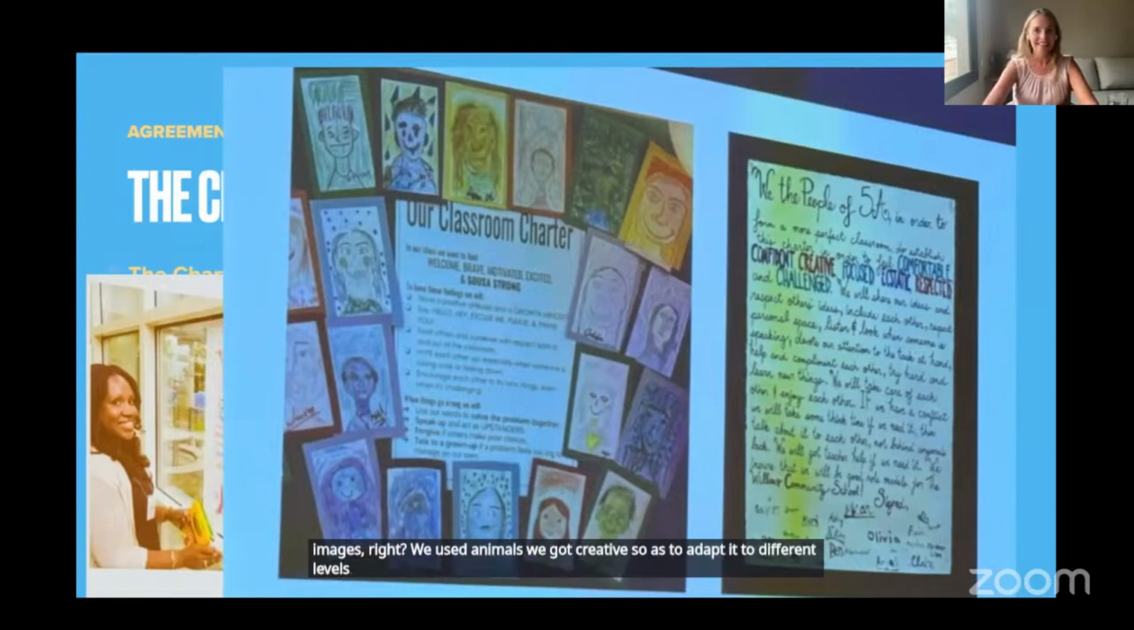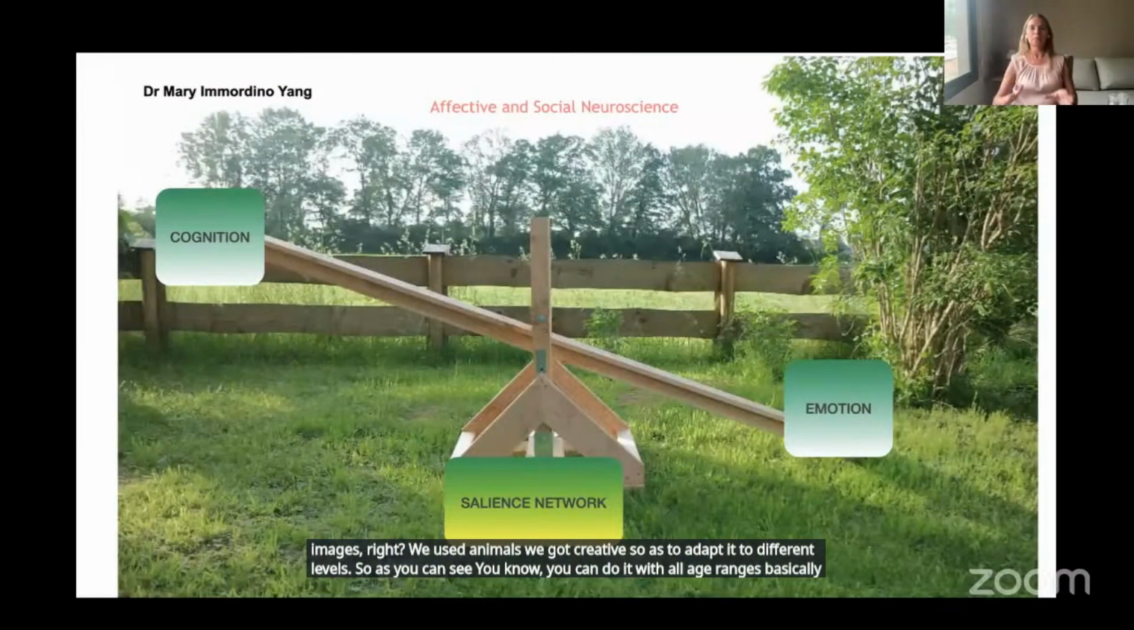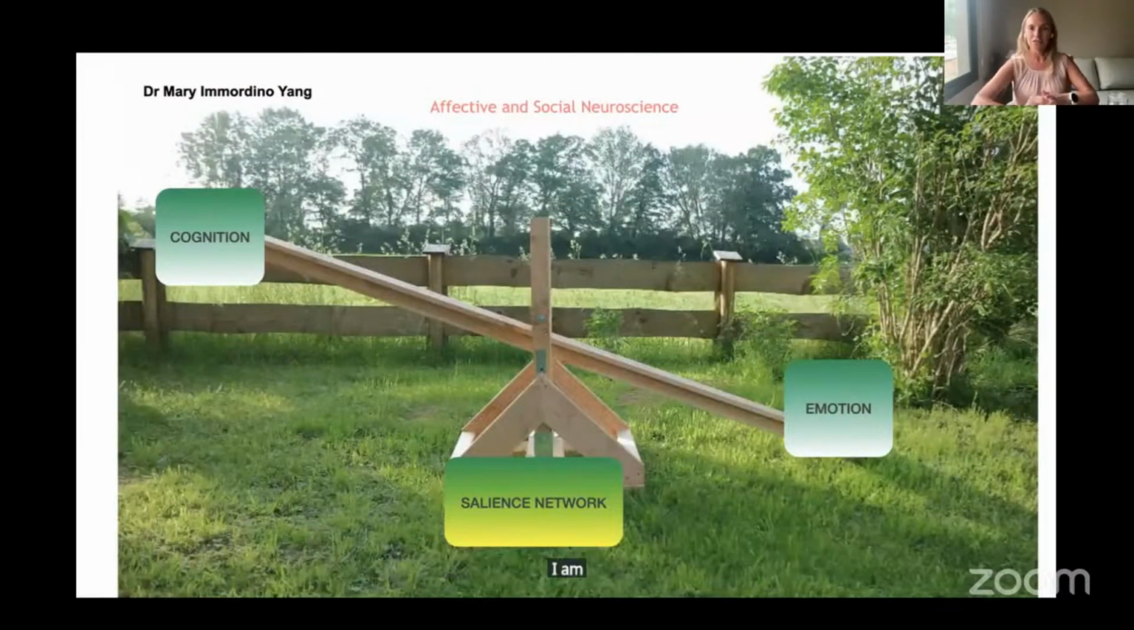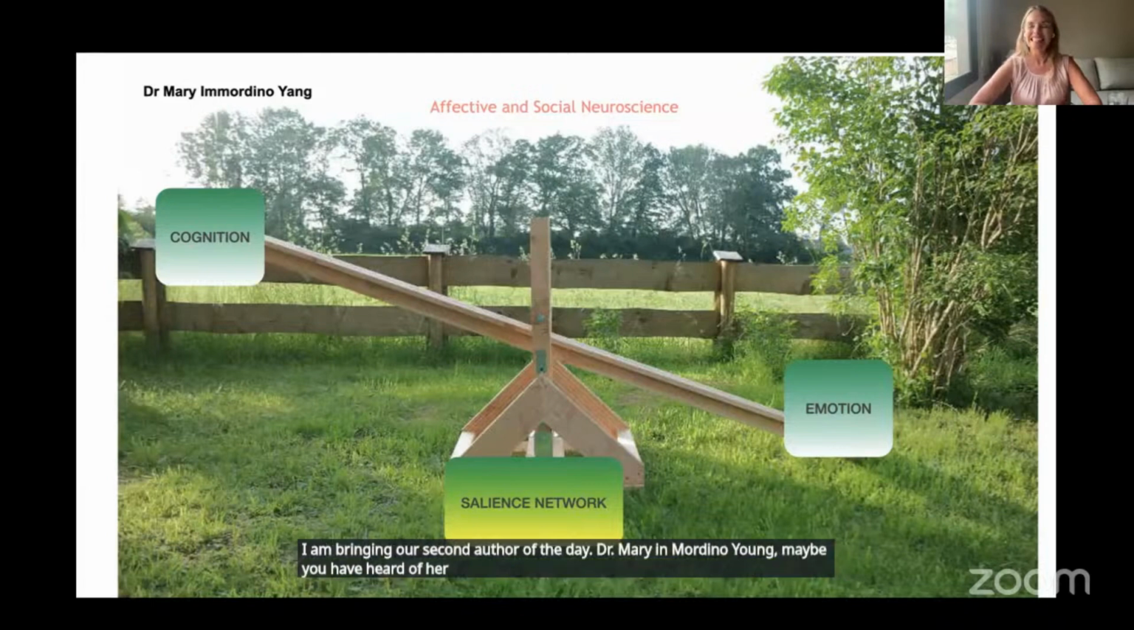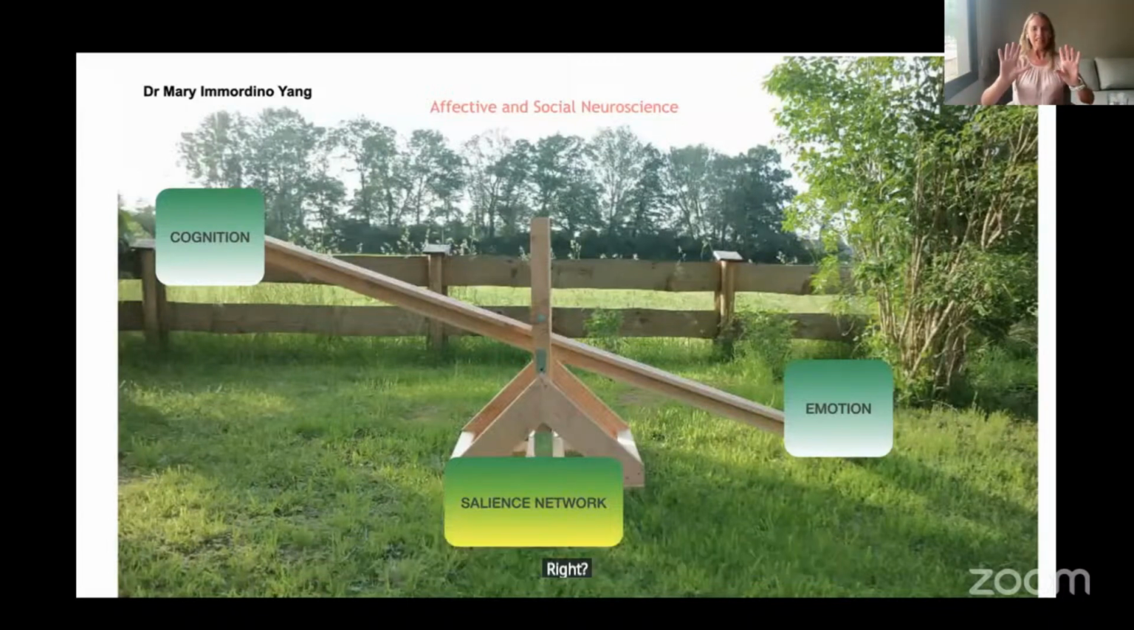So as you can see, you can do it with all age ranges, basically. I am bringing our second author of the day. Dr. Mary Mordino Young. Maybe you have heard of her. She has done extensive research on the neuroscience of the brain, especially for teenagers, right? So this is a little bit more for teenagers.